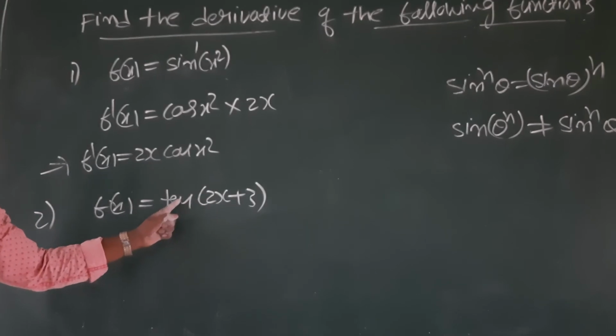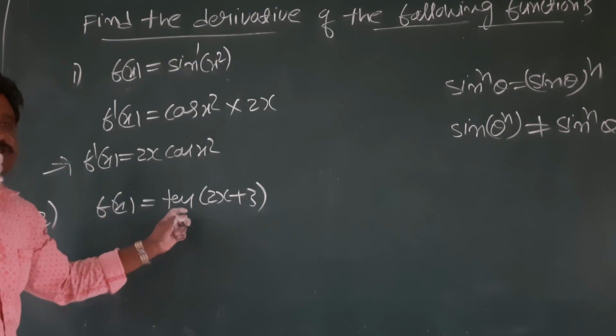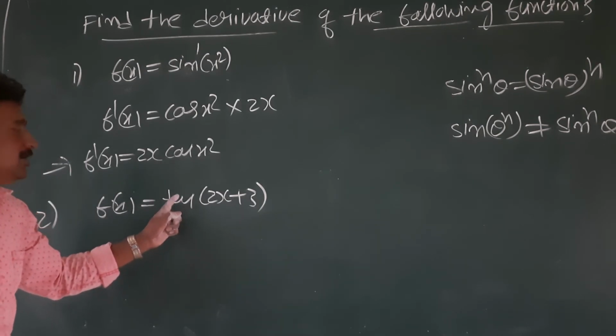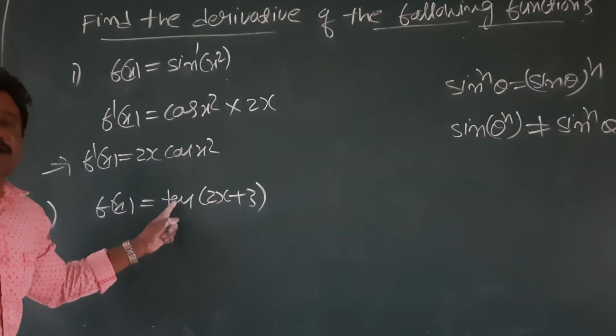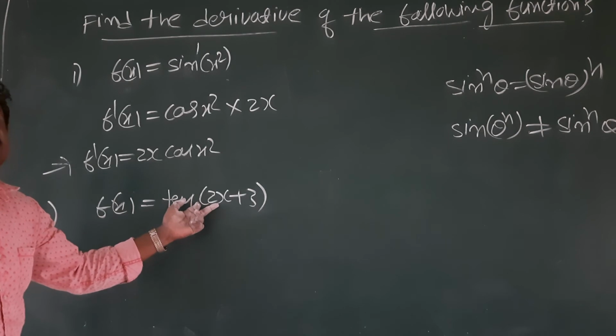You differentiate from outside and keep getting inside. Start differentiating from outside, keep getting inside. That is called the chain rule, or differentiation of composite functions.